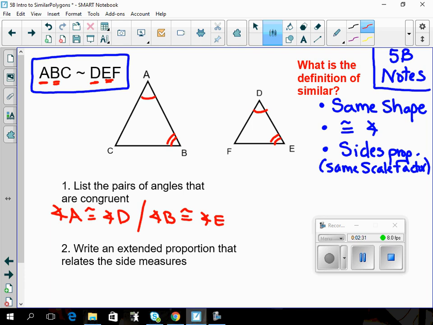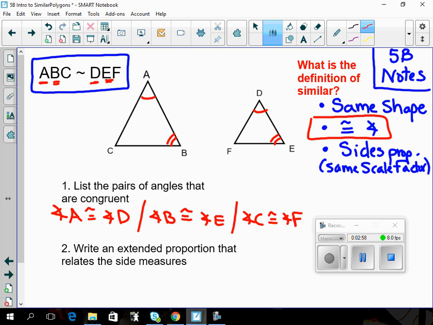Again, referring to the statement, looking at that similarity statement, the order of the letters is essential. And then what's the last pair of angles that would have to be congruent? C and F. Very good. So angle C and angle F would have to be congruent. Excellent. Again, this part of our definition: the corresponding angles have to be congruent. So we can say that.